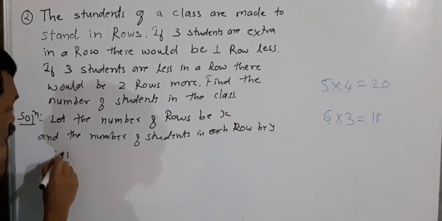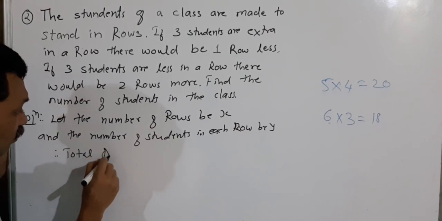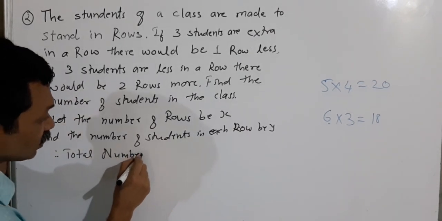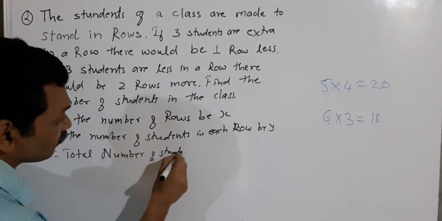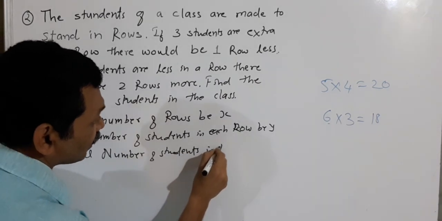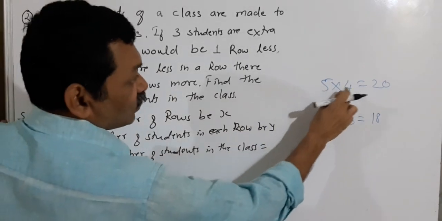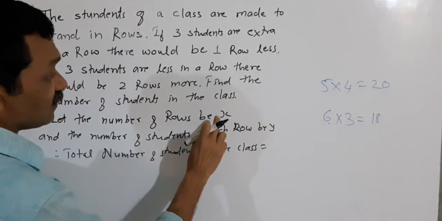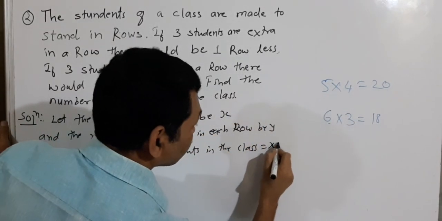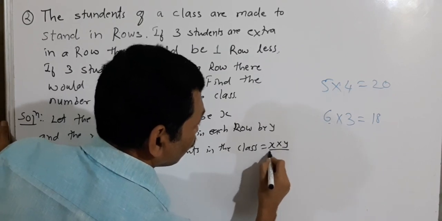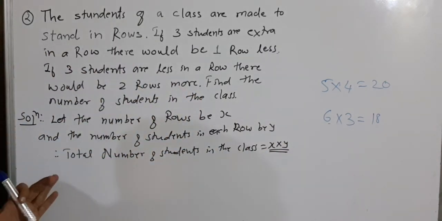Therefore total number of students in the class is equal to 5 into 4 or 6 into 3. So here it is x into y. So total number of strength is xy. Now we'll go for condition 1.